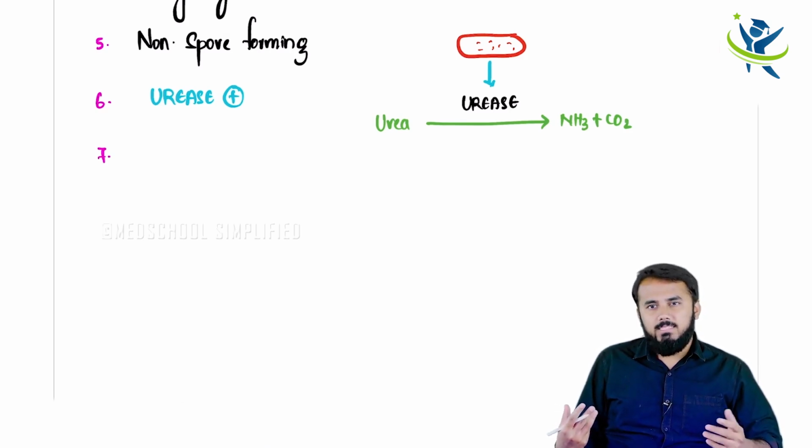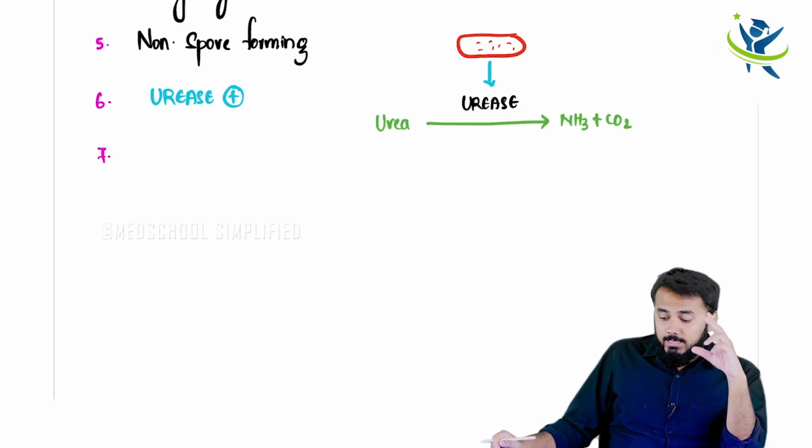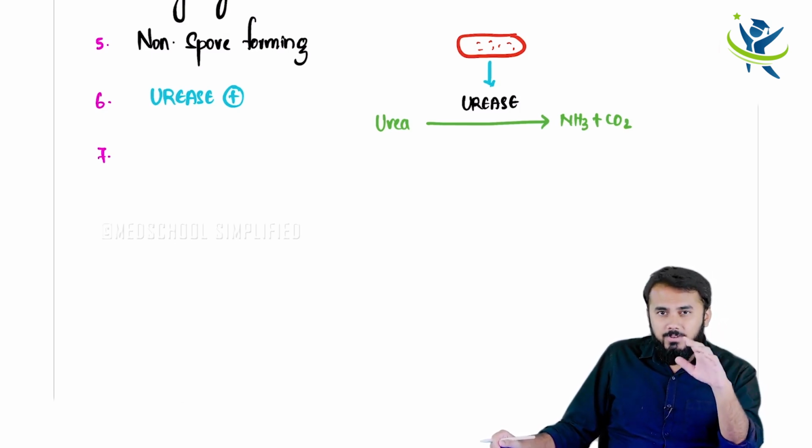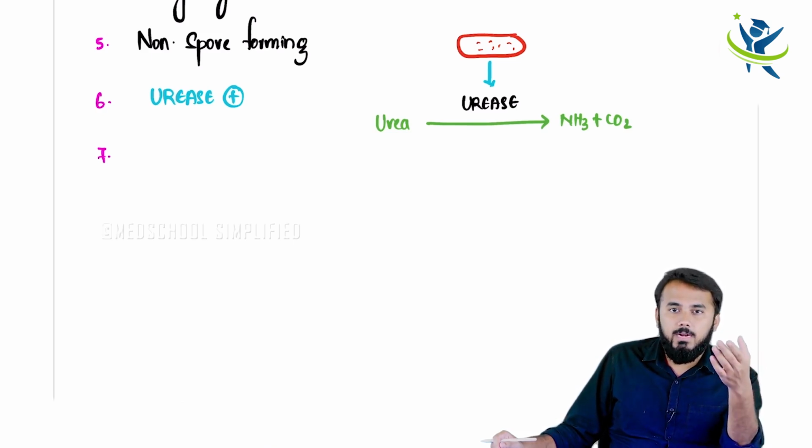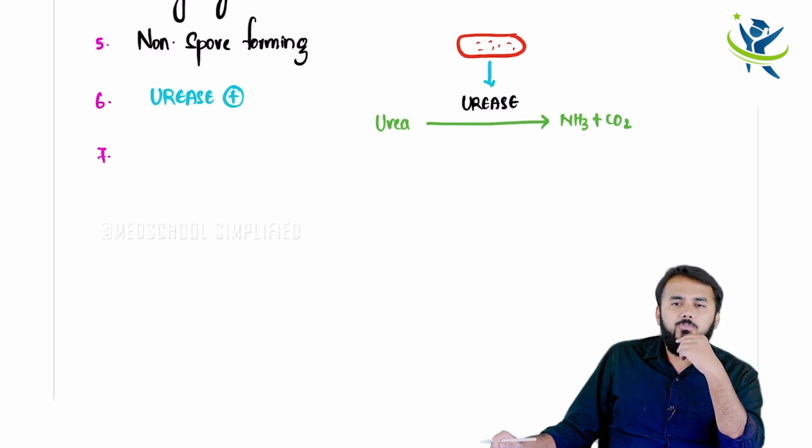The property of urease positivity or urease negativity has a great diagnostic importance. Why? For example, all of you know about gastric ulcers. Type B gastritis is caused by a bacteria called H. pylori, Helicobacter pylori. There are different types of gastritis, type A, type B, type C. Helicobacter pylori enters my stomach, damages my epithelium and causes the ulcer.